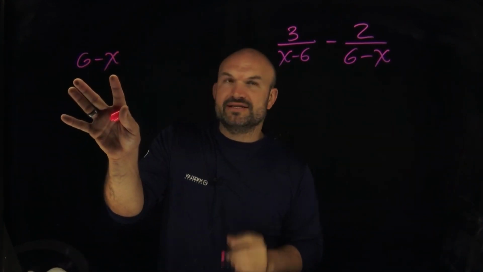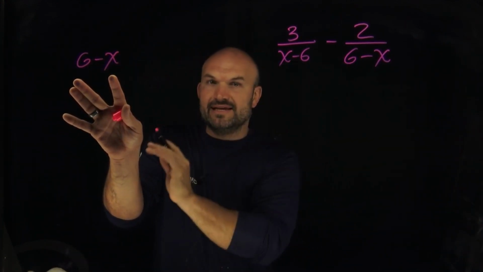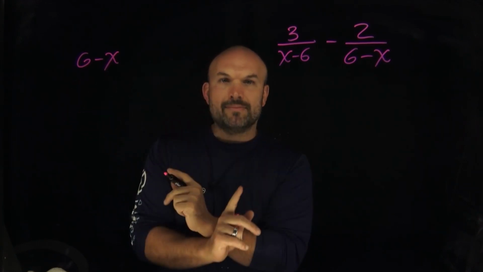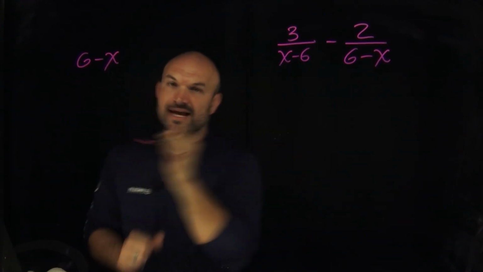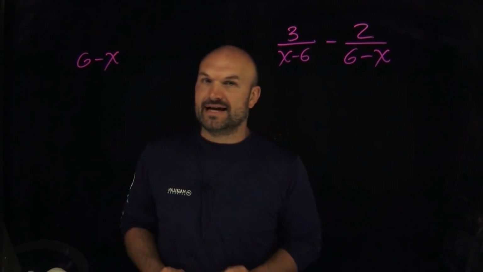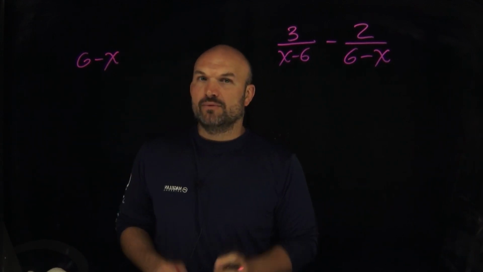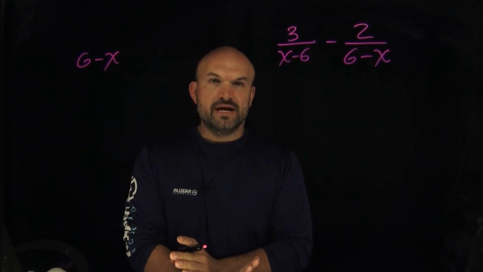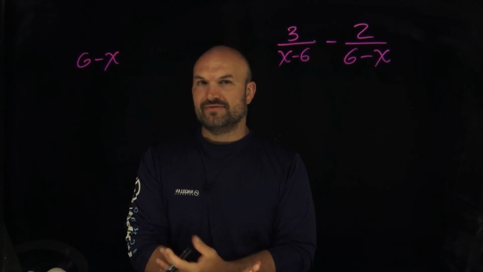Now, if I want to rewrite this expression to be like this, then what I simply need to do is swap my x and my 6. By doing that, notice here that there's a negative in front of that x. That is critically important. Whenever you're rearranging your terms, you've got to make sure you keep positive with positive and negative with negative.